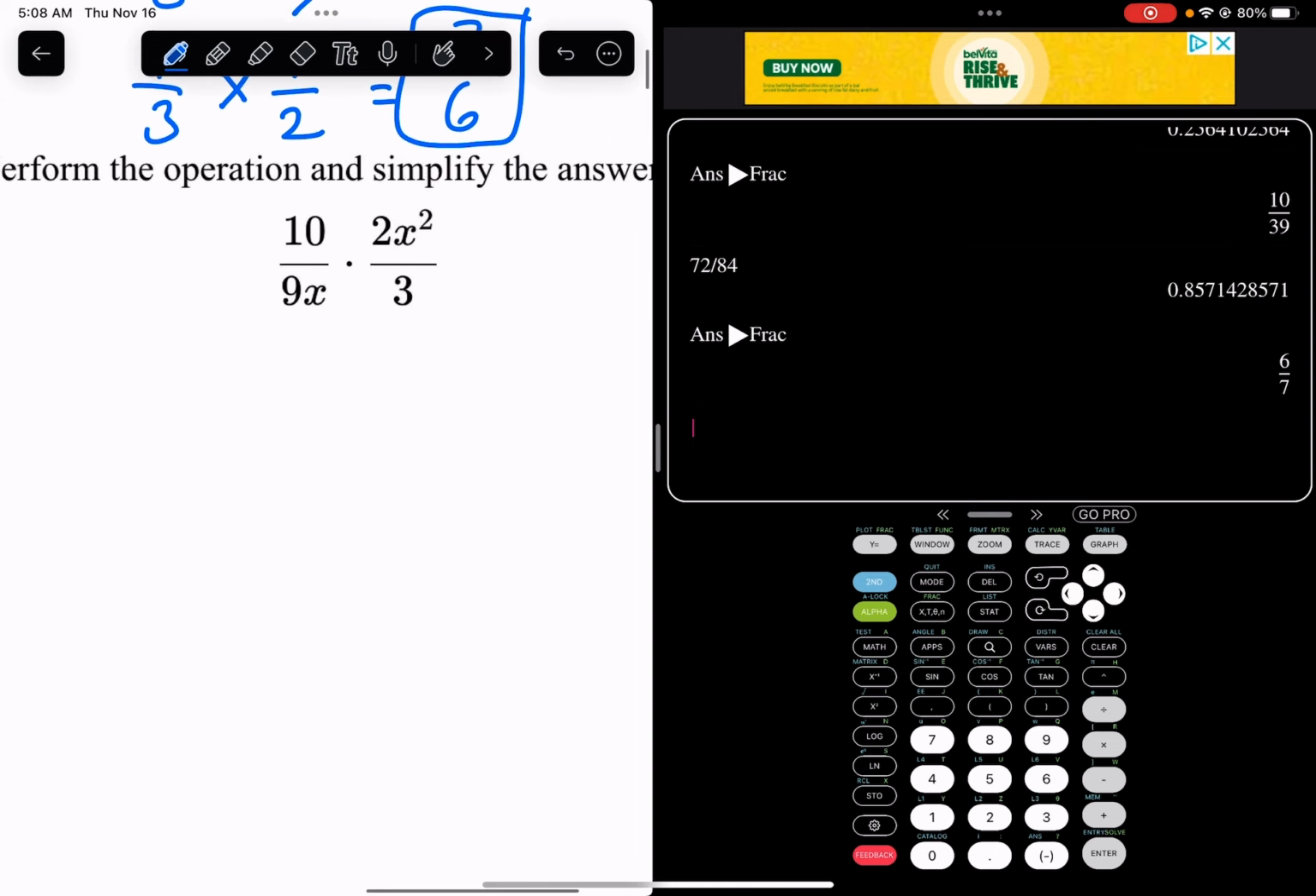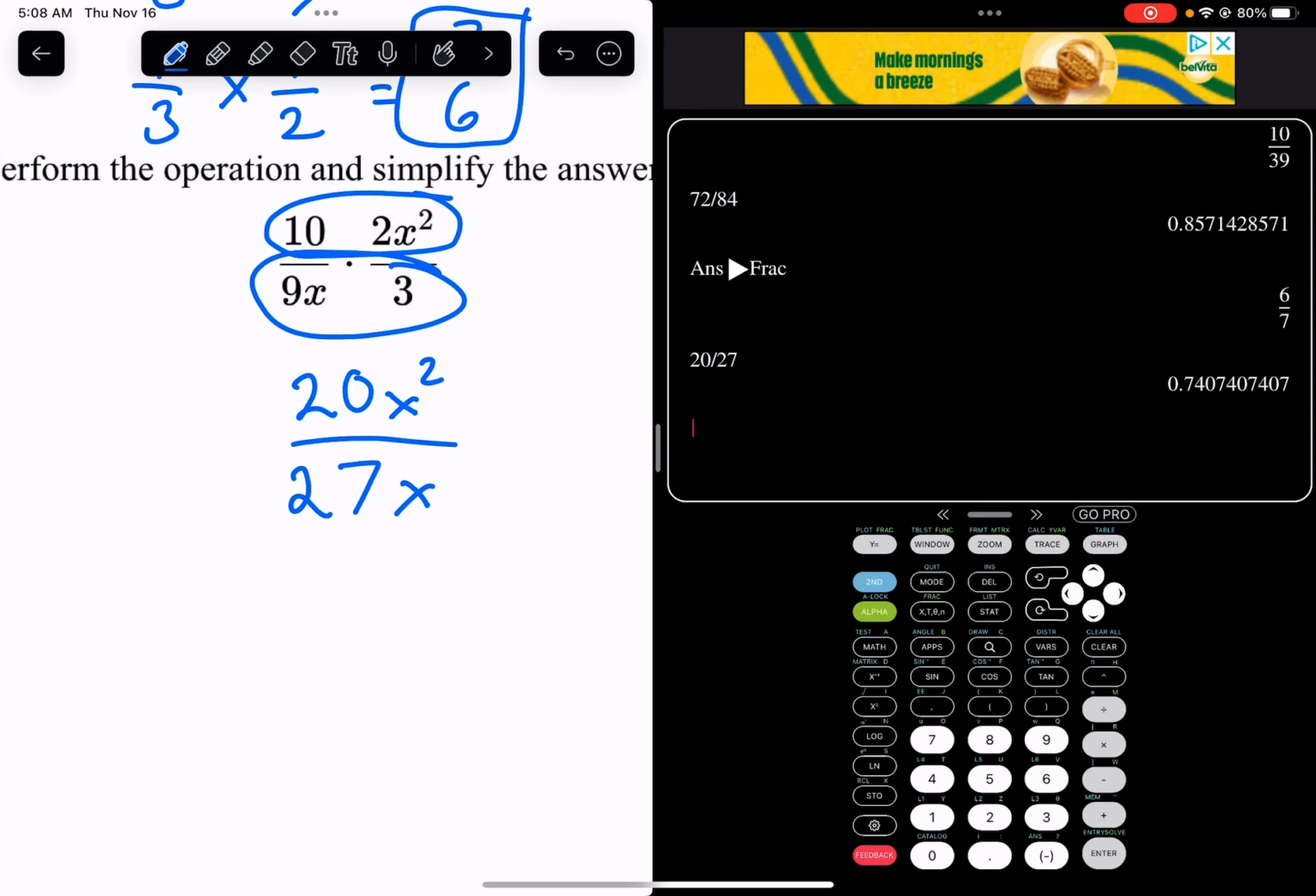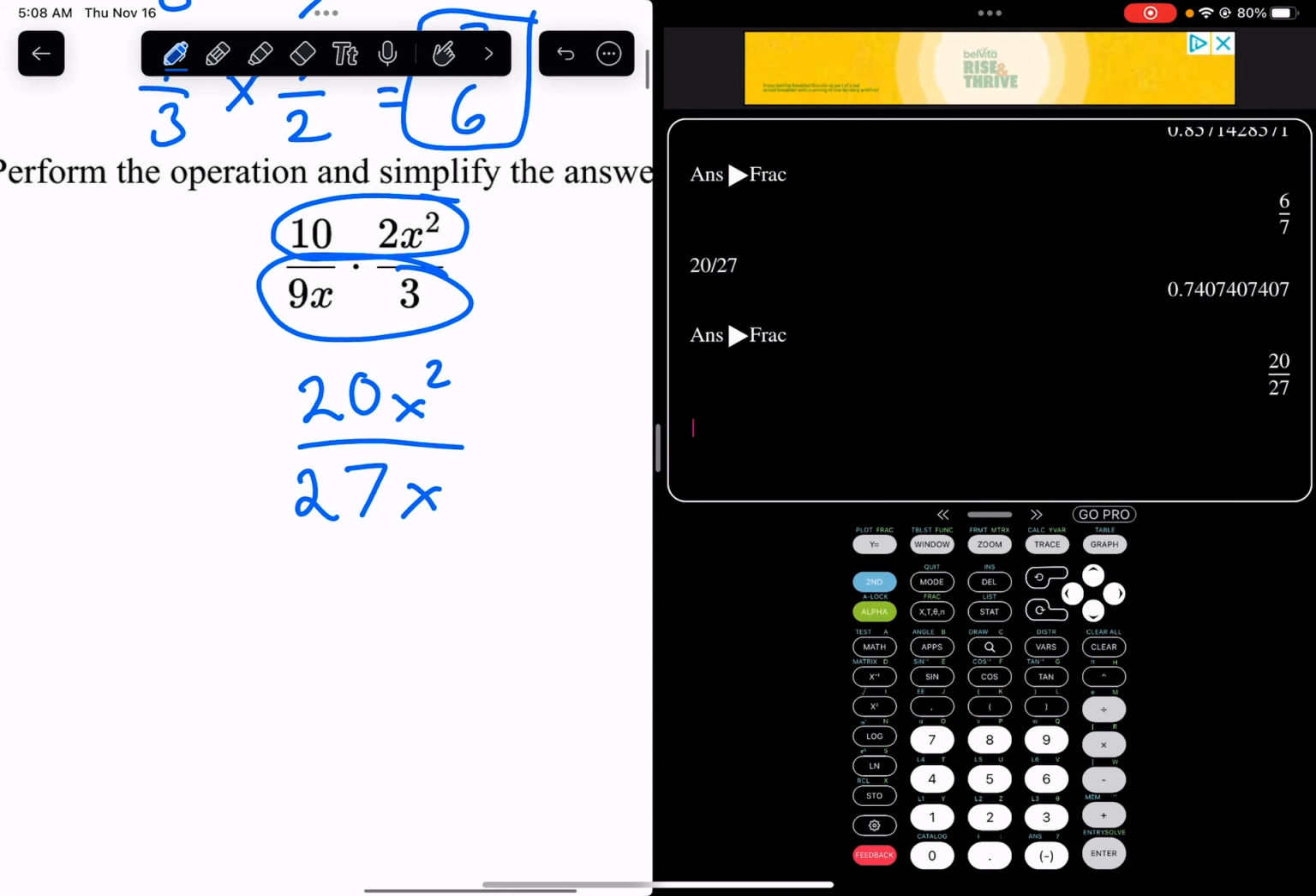Now, simplifying these, you could either cancel and then multiply, or multiply and then cancel. For these simple ones, I think it's going to be easiest just to multiply and then cancel at the end. So I'm going to multiply the stuff on top. I end up with 20x squared. I multiply the stuff on the bottom, and I get 27x. 20 and 27 isn't going to simplify. We can try it, but unfortunately it doesn't simplify.